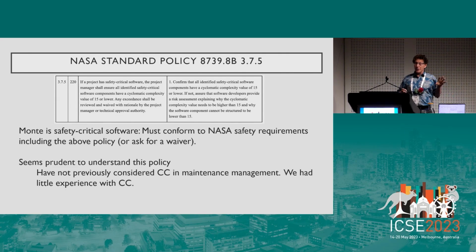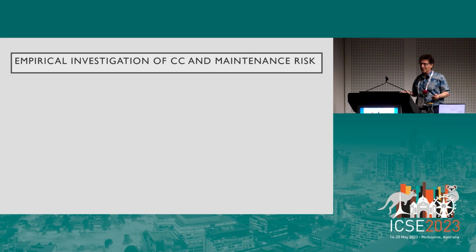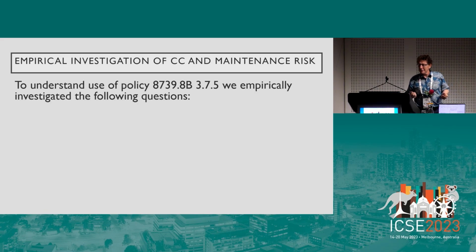And so the Monty project, having to comply with this policy because it was designated a safety critical system, they wanted to understand, well, where does this magic number of 15 come from? And is it the right number? And in fact, the team didn't have any experience with complexity measures before this, and so it seems like a reasonable question. Why this magic number 15? So the team decided to embark on an empirical investigation to try and understand this.